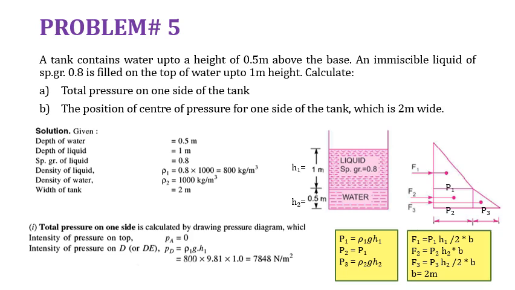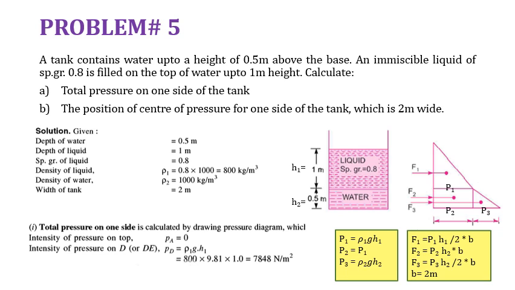So this numerical has to be solved using a pressure distribution diagram. This cannot be done by the formula which we have just computed for a vertical surface immersed in liquid, because that formula uses a constant density value throughout the submerged surface. So here in this case, where we have two liquids, we need to consider the pressure distribution diagram.